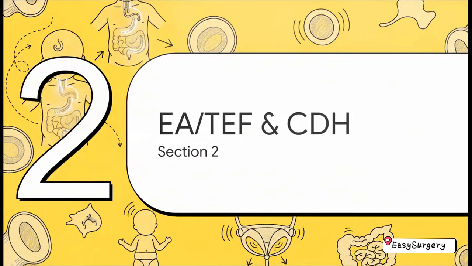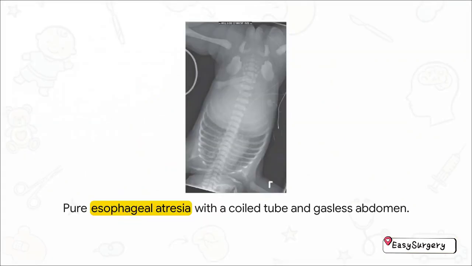Section 2. Tracheoesophageal malformations and CDH. Take a look at this classic radiographic presentation of pure esophageal atresia. You can clearly see that coiled orogastric tube ending abruptly right in the upper chest. But the real dead giveaway for pure EA is actually lower down. Look at the abdomen. It's completely gasless.